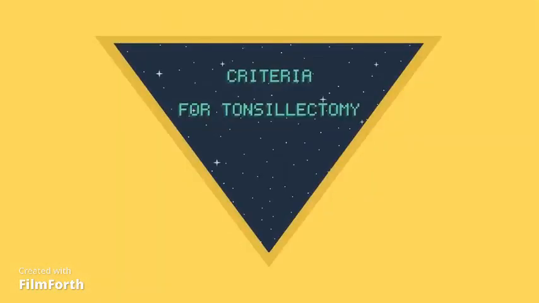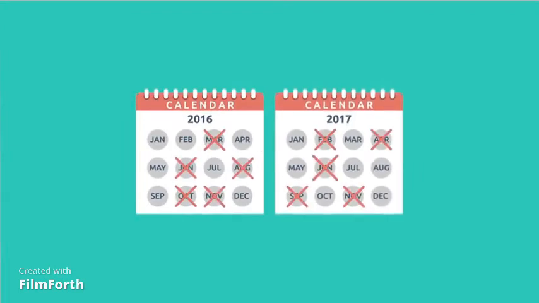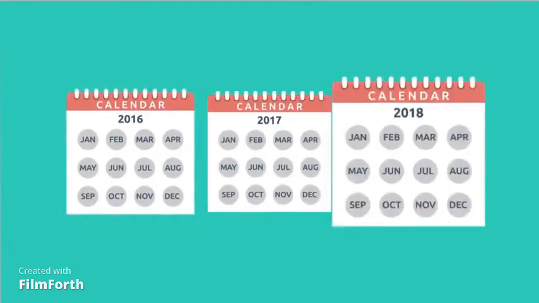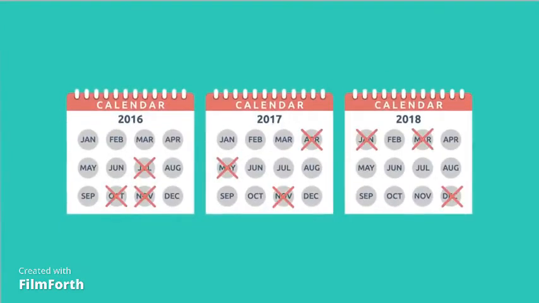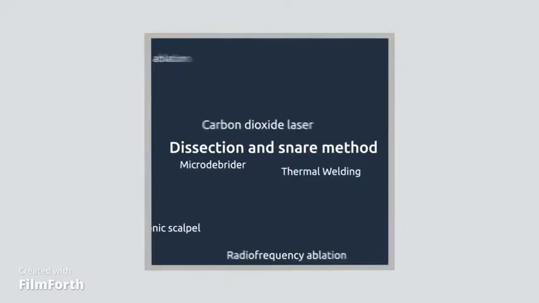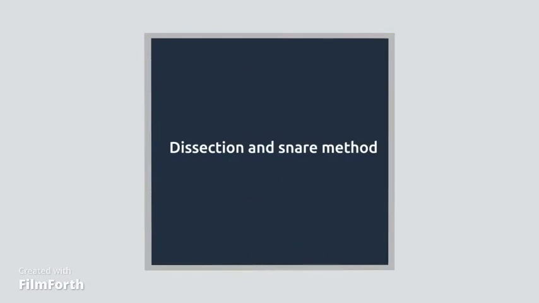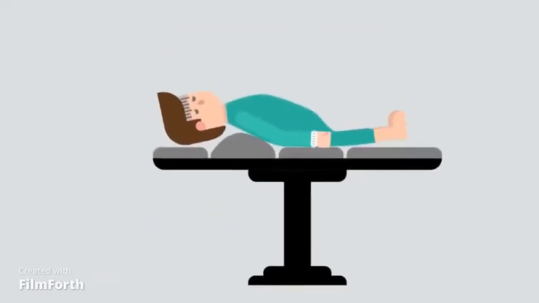Criteria for tonsillectomy: at least 7 episodes in the previous year, at least 5 episodes in each of the previous 2 years, or at least 3 episodes in each of the previous 3 years. How is tonsillectomy done? Dissection and snare method. There are multiple methods to do tonsillectomy. One of the most commonly used is the dissection and snare method. Steps of the dissection and snare method.